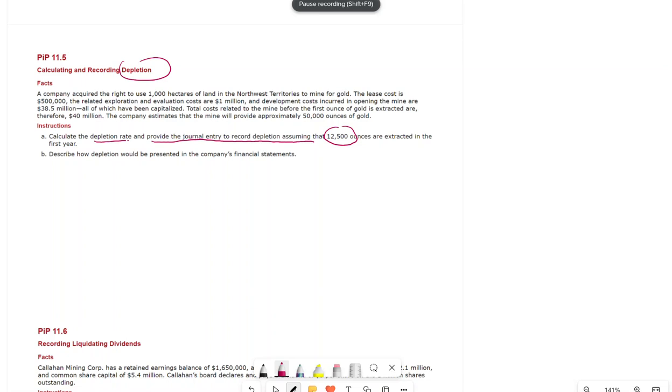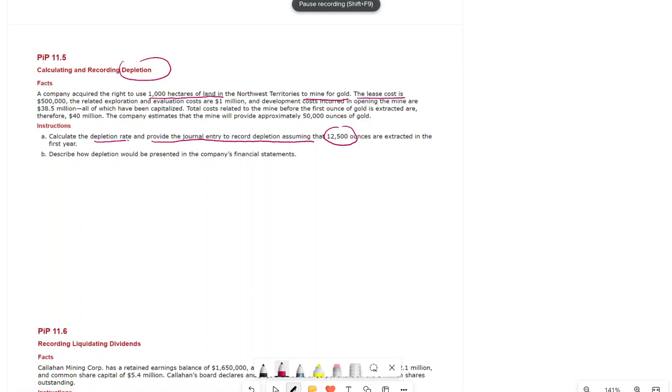Before we extract something, we need to know what entry you would make for this type of transaction. A company acquired a right to use 1,000 hectares of land in the Northwest Territory to mine gold. So this is for my natural resources. It could be an oil company, could be a mining company. The lease cost is, so we want the lease cost, you will learn in chapter 20 when we capitalize the lease.